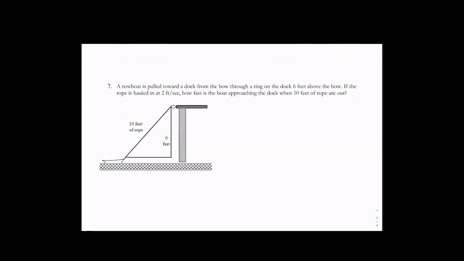A rowboat is pulled toward a dock from the bow through a ring in the dock, 6 feet above the bow. If the rope is pulled in at 2 feet per second, how fast? So this is basically one of the same things. The triangle problem is the most prevalent problem that shows up on the AP exam, so I put it down there multiple times. I'm going to leave 7 to you. If you've done those other 2 problems, this one should be relatively much the same. It's the Superman, it's the kite problem, just flipped inversely.